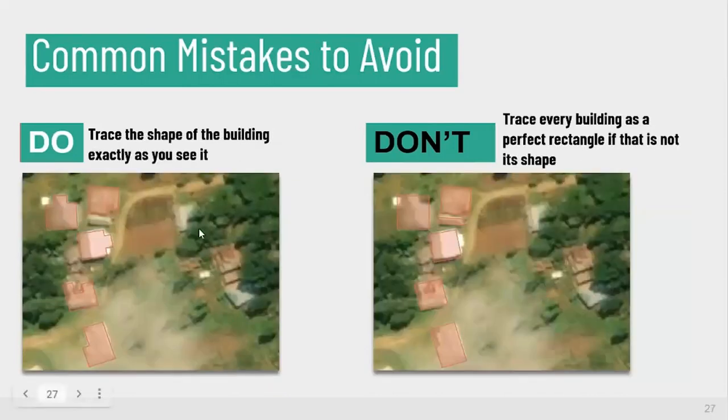You can see here, trace the shape of the building exactly as you see it in the image. First, interpret the image. How does this building look like? What is the shape? Trace it as you see it in the image. Like you can see here, someone just traced this as a completely rectangular building, but you can see this is how the shape of the building looks like. So trace it as it appears on the image, and that will require you to have high imagery interpretation skills to know how the buildings appear and how you can trace the footprint.